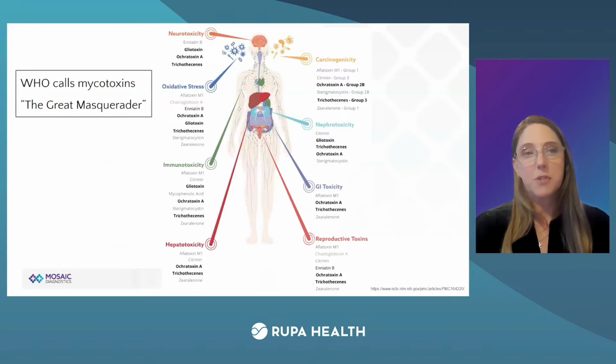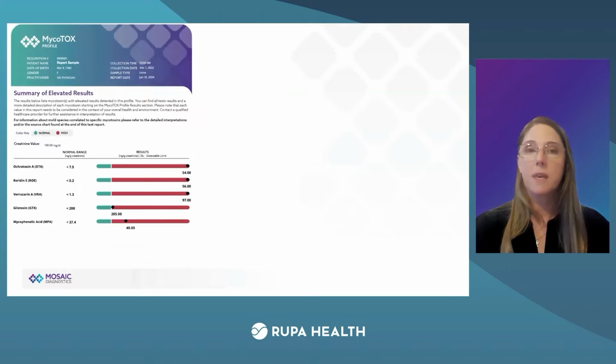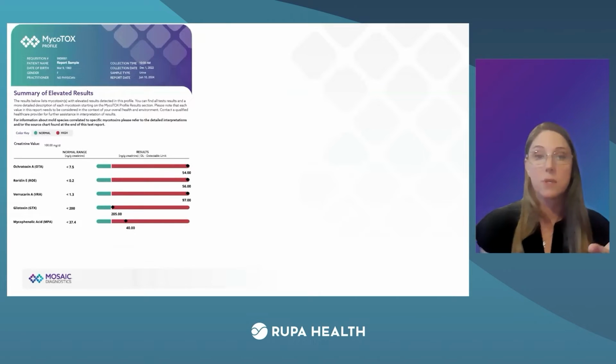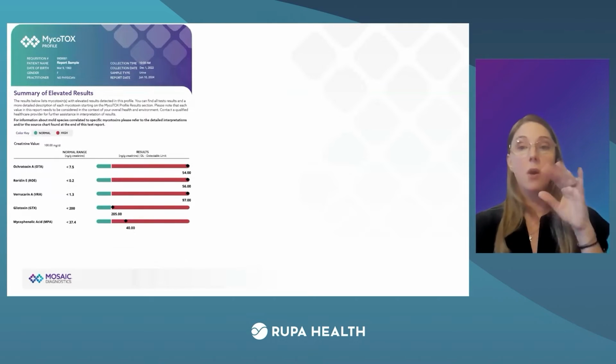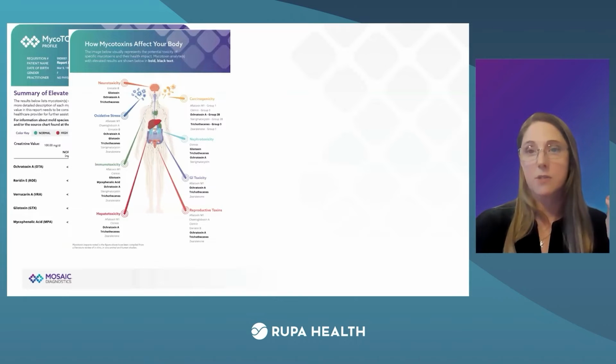The World Health Organization calls mycotoxins the great masquerader because they're not isolated to a single system, right? We see toxicity across multiple systems, as you can see in this diagram. So on the Mosaic MycoTOX, the first page is very similar to the ToxDetect, with elevations only. However, once you go through, here's that lovely diagram. The mycotoxins that this particular patient has are bolded, and so this will change based on your patient results. Really, really wonderful education piece for your patients.